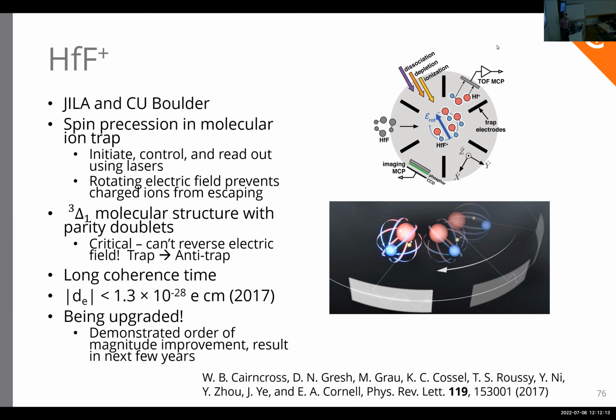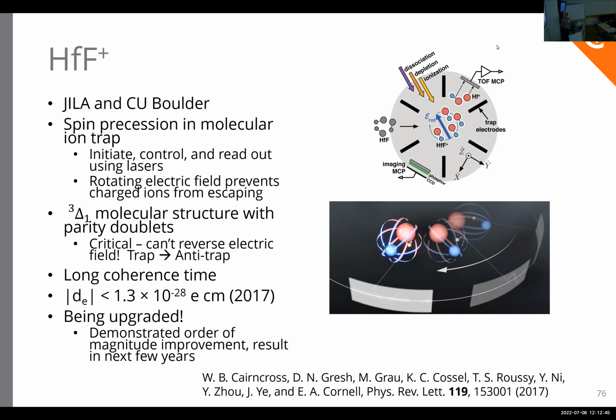And the main benefit of this approach, in addition to the fact that it's fairly powerful because you can apply it to all sorts of species that don't rely on having some laser cooling structure, is that they get very long coherence times. So the ACME and YbF experiments, these beam experiments, are limited to a few milliseconds of coherence time. But this one, they have seconds, and they have plans to increase that even more.